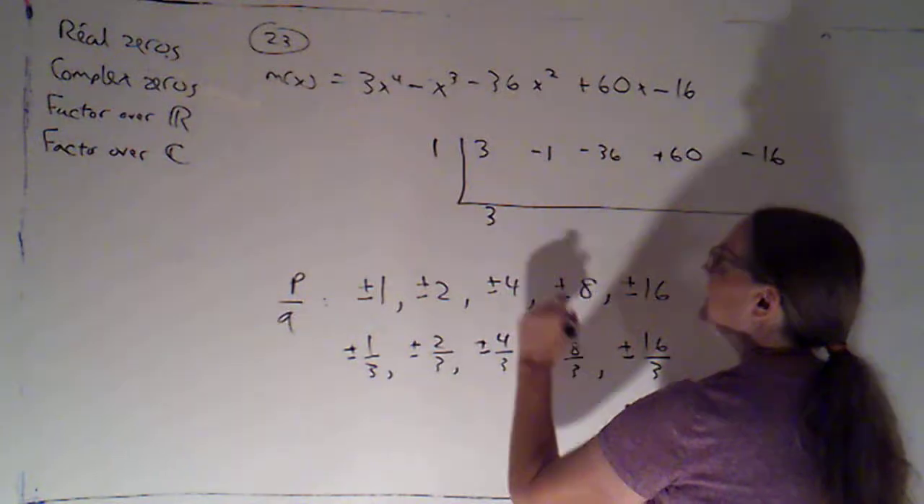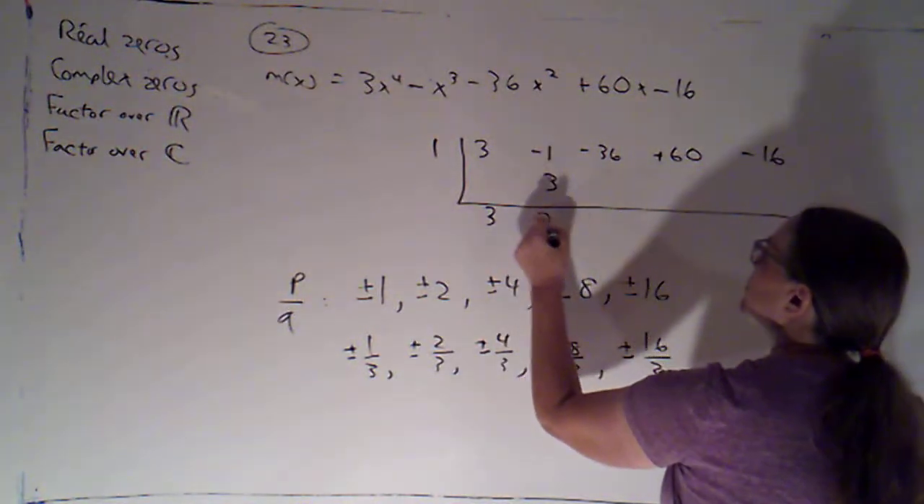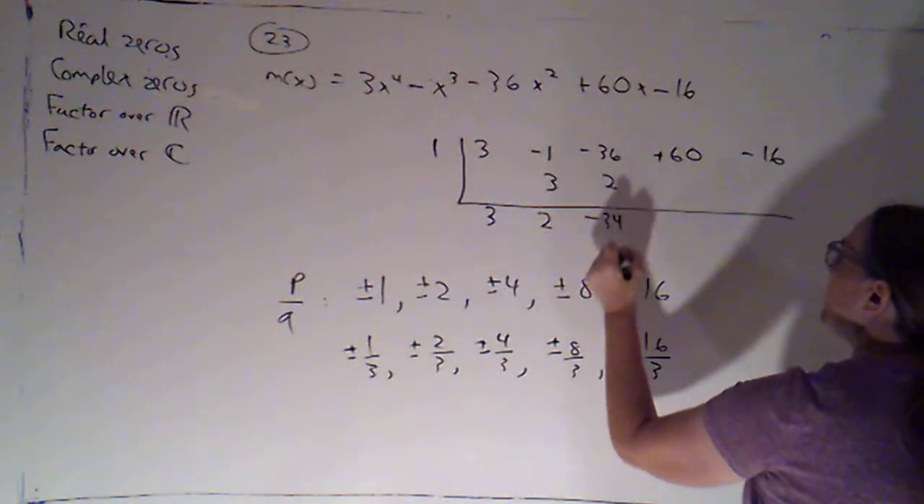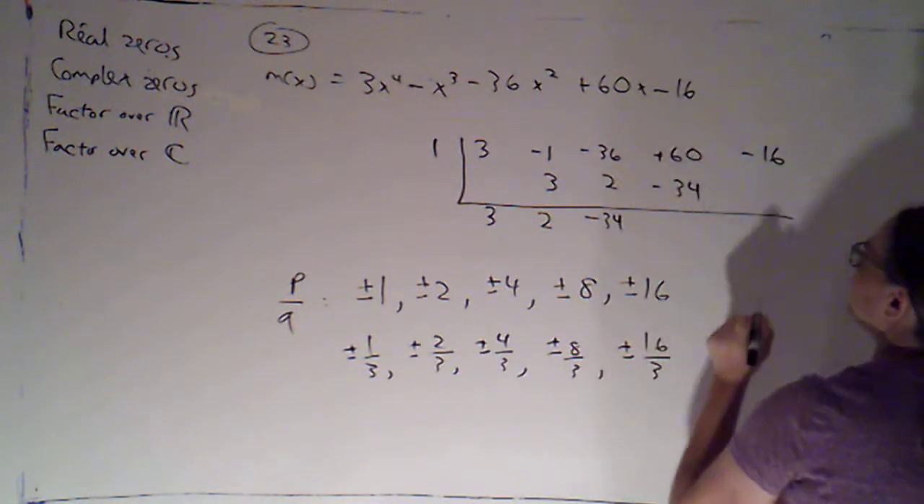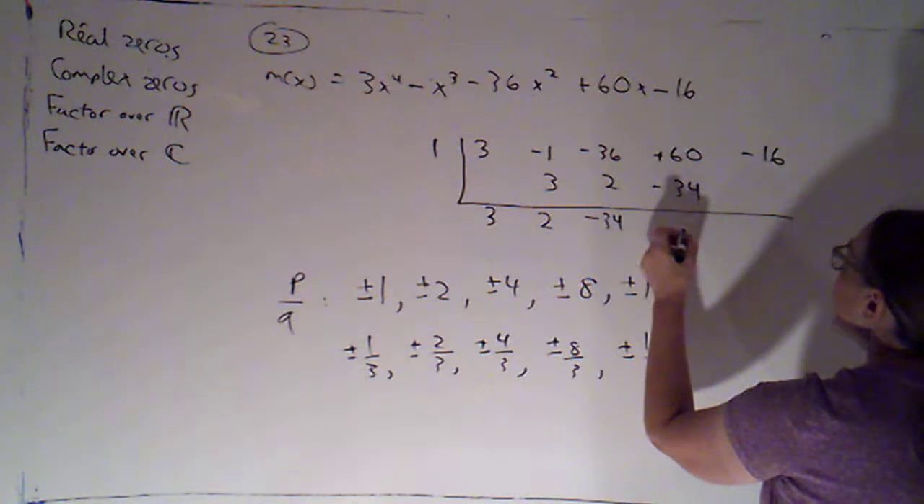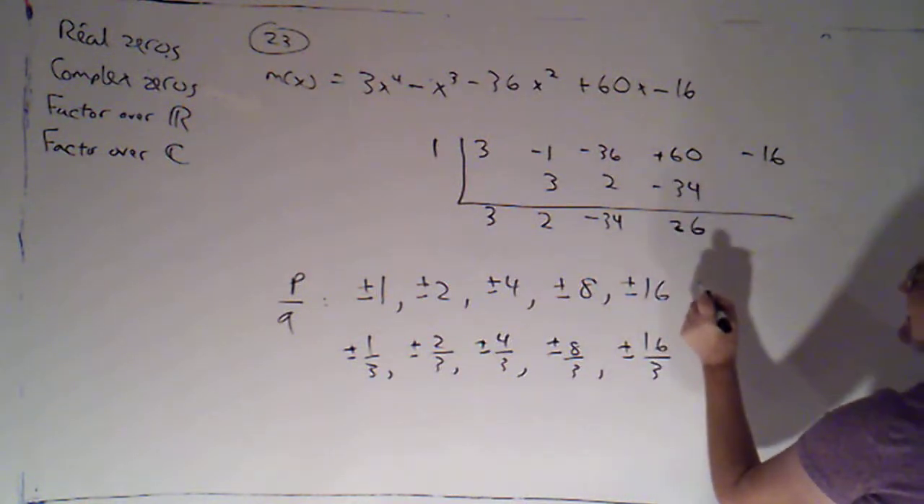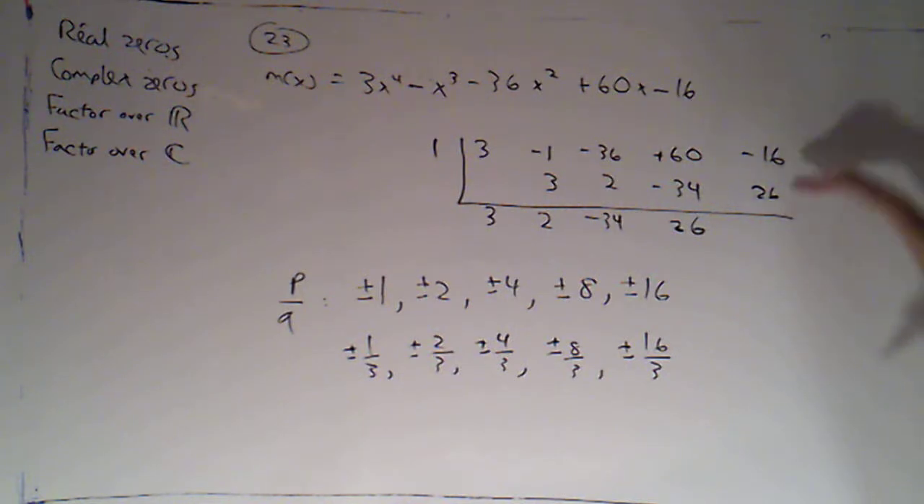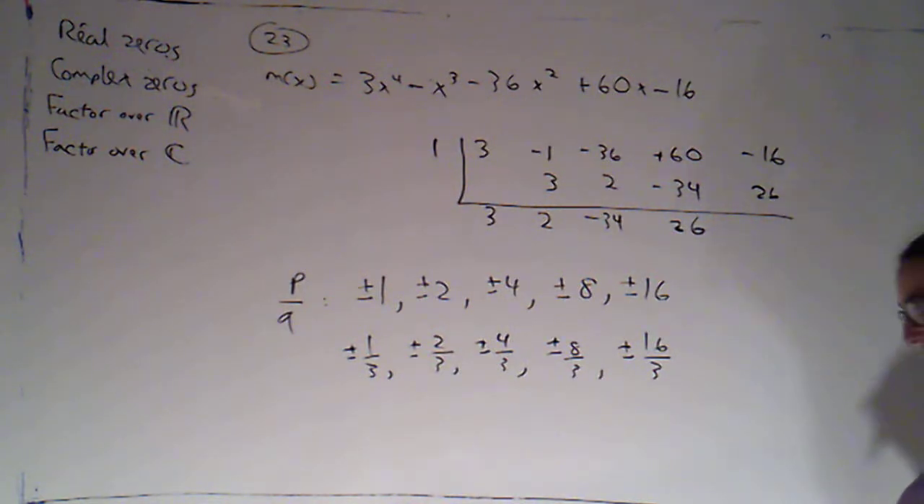Bring down the 3. Times 1 is 3. We add to get 2. We multiply to get 2. We add to get negative 34. Multiply and get negative 34. When we add, we're going to get 26, which unfortunately does not give us 0. And as soon as I can see it's not going to work, I can stop.